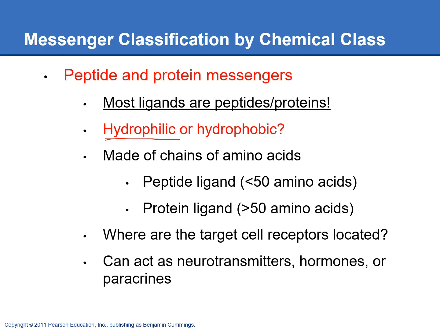And because the protein messengers are hydrophilic, the target cell receptors are going to be located on the cell surface, because they're not able to diffuse into the target cell. And some of these protein messengers are neurotransmitters, some are hormones, some are paracrines. You don't have to memorize that.